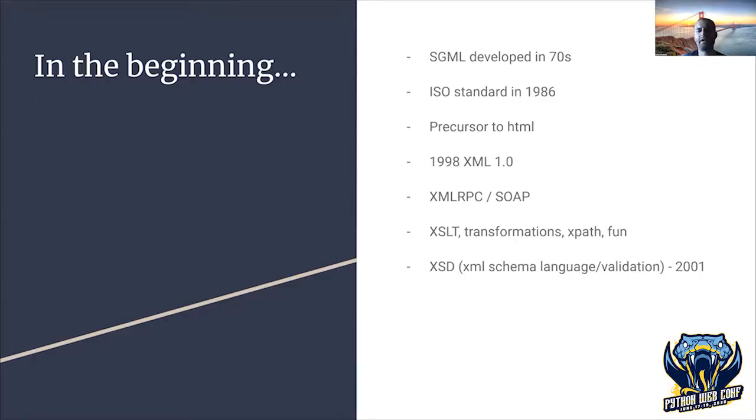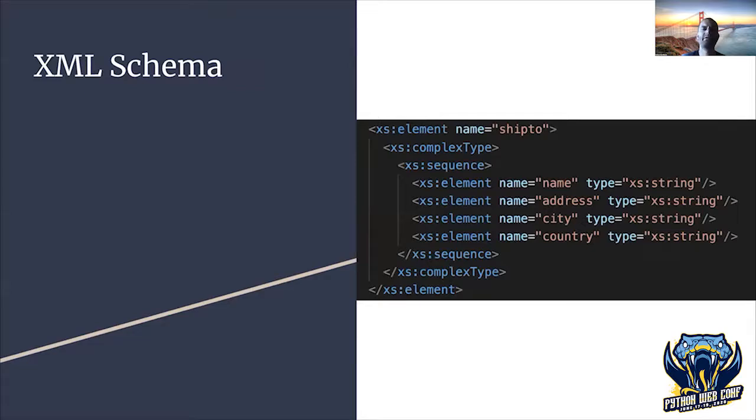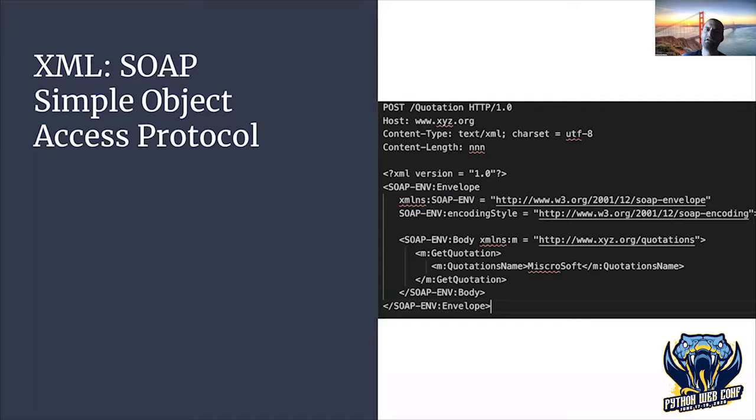You have XSLT, transforming XML into different XML, and XSD for schemas. So a lot of things around XML came out, and XML kind of looks like this, nested, maybe a little bit more verbose than JSON. But you had this thing called XML schema, which could describe complex types as well, and then you could validate those complex types.